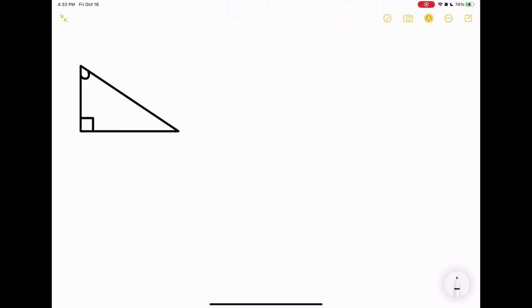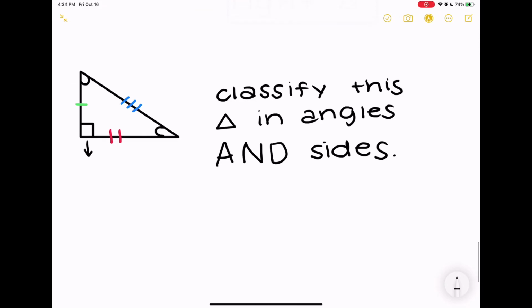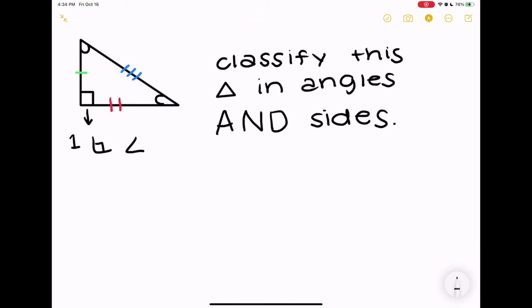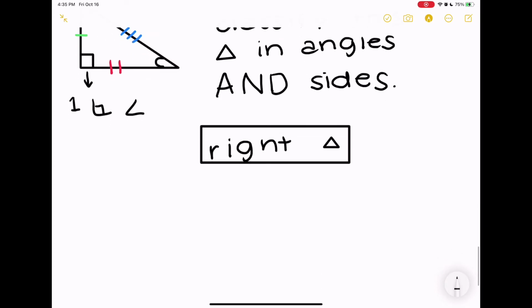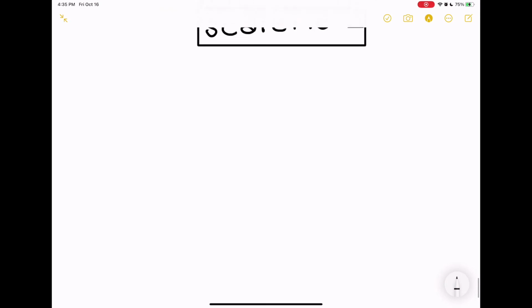Now we're going to go ahead and classify a couple triangles. This one has 3 different lengths for the sides, and we are going to classify this triangle in angles and in sides. So, it has a right angle. And what did we say before? That the right angle is going to overpower the acute ones. So this one is a right triangle. And we also know that there are 3 different lengths for the sides, which also tells us that it is a scalene triangle as well. So here we've classified the triangle in sides, scalene, and angles, right.